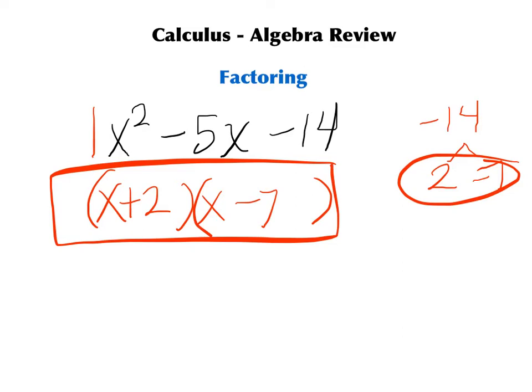An easy way to check is just to multiply it back out. X times x equals x squared. X times negative 7 is negative 7x. 2 times x is plus 2x. If you notice, both of those combine to equal negative 5x. And then 2 times negative 7 equals negative 14. That's how you factor a trinomial when the coefficient in front of x squared is just 1.